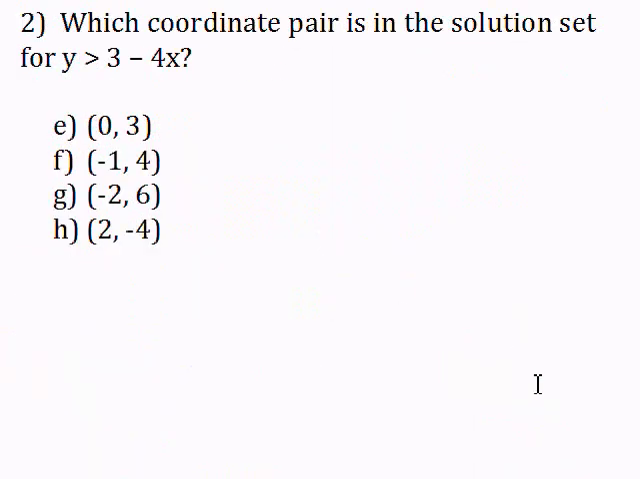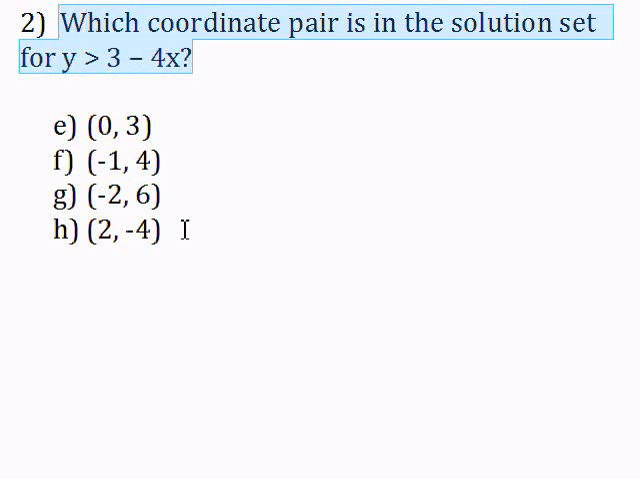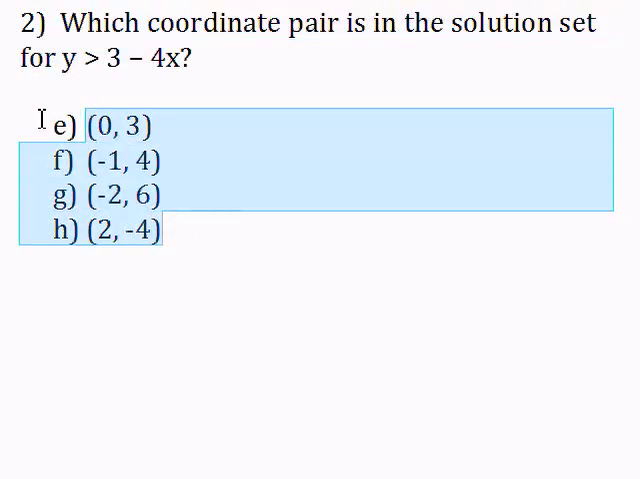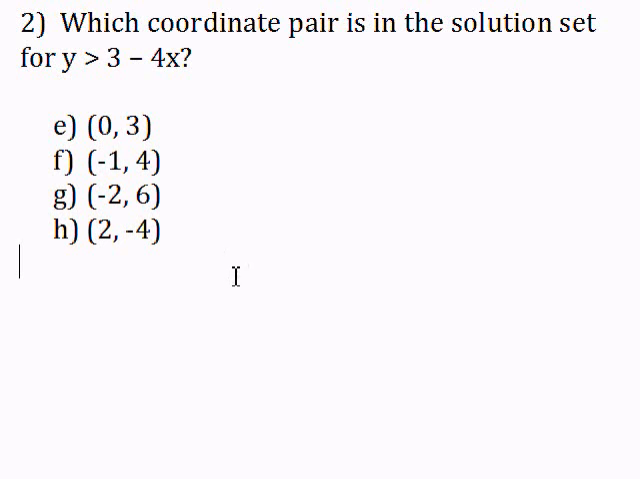We're on to our second type of problem, which says which coordinate pair is in the solution set for y is greater than 3 minus 4x? There's the question, and we're given some answer choices, E, F, G, and H. Could be A, B, C, D. Doesn't really matter. We're just going to figure out which ordered pair, which coordinate pair, is in the solution set for y is greater than 3 minus 4x.